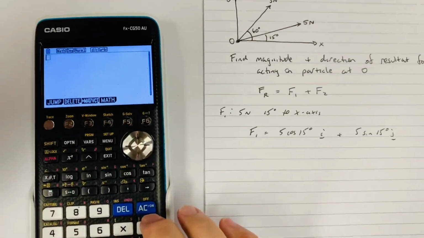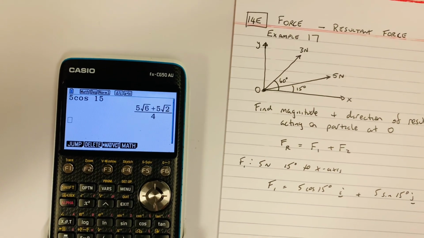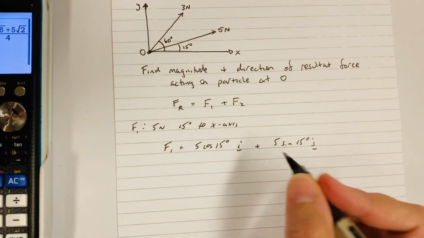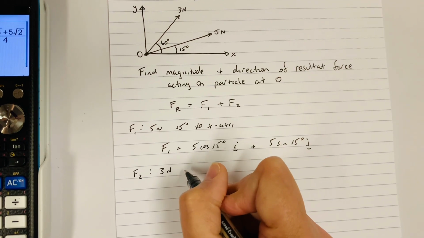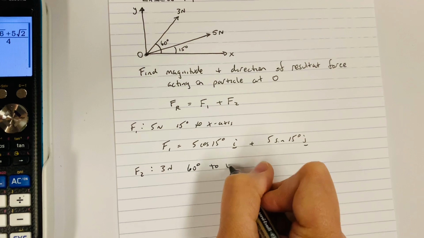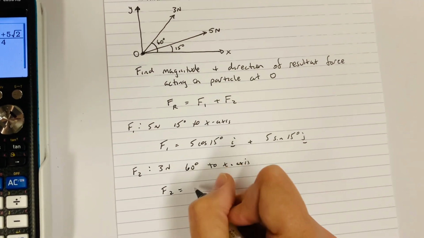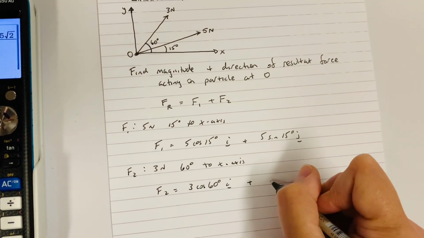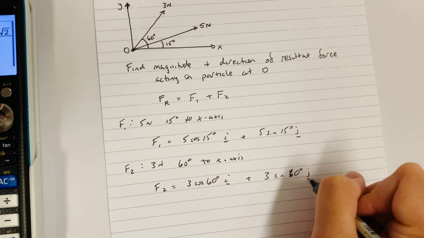If we go to our calculator, 5 cos 15, whoa, that looks a bit, let's just leave it as is for the moment. Force 2, which is my 3 newtons at 60 degrees to the x-axis. So force 2 is going to be 3 cos 60 i plus 3 sine 60 j.